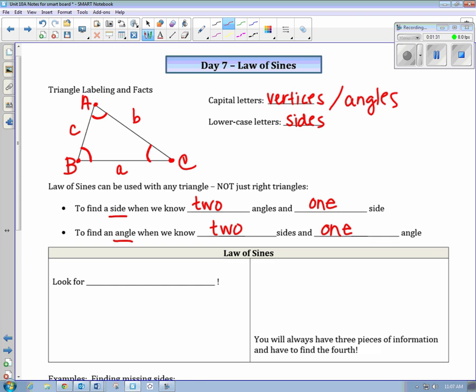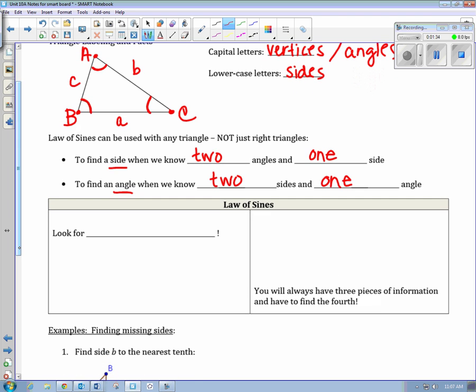When we're doing law of sines, we want to look for the given information to be arranged in the angle-angle-side pattern. And we'll always have three pieces of information that we know, either two angles and one side or two sides and one angle. So the rule for the law of sines is that we take the sine of the angle over its side and set that equal to the sine of the angle over its side.